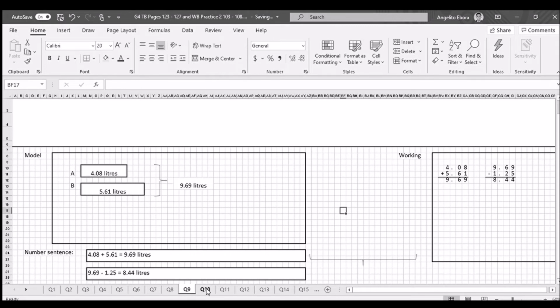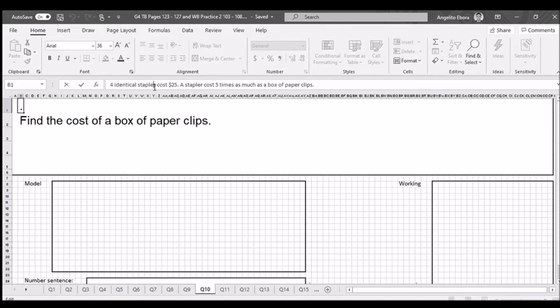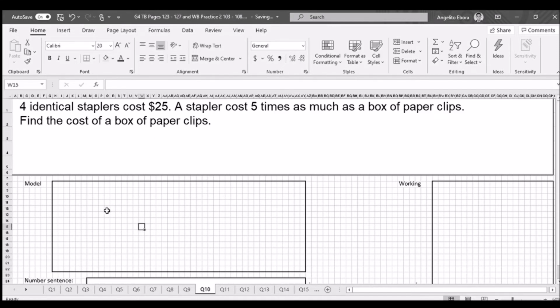Let's move on to question number 10. Okay, so 4 identical staplers cost $25. A stapler costs 5 times as much as a box of paper clips. Find the cost of a box of paper clips. Okay, so 4 identical staplers.